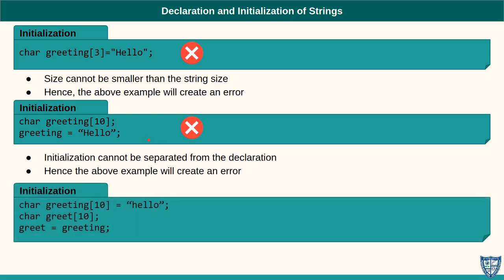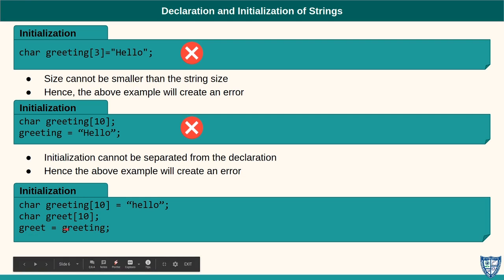One more example. char greeting[10] = "hello"; Anything wrong in it? Nothing wrong in it, because hello has only 6 letters and greeting has a size of 10, so it can fit hello. It's okay. Second line, any error? char greet[10]; Here we are declaring another string variable greet, which can contain 10 letters maximum. That is also fine. Third line, greet = greeting; What will be the output?